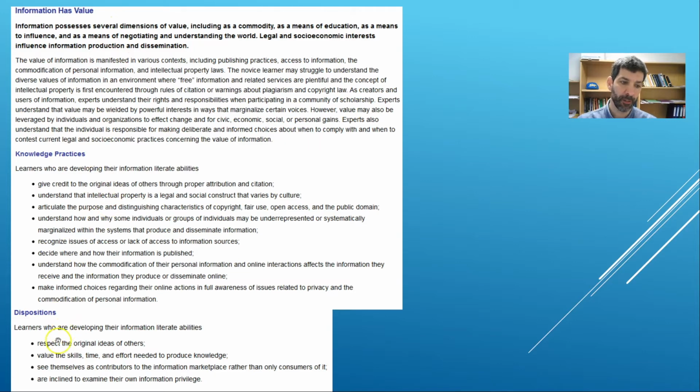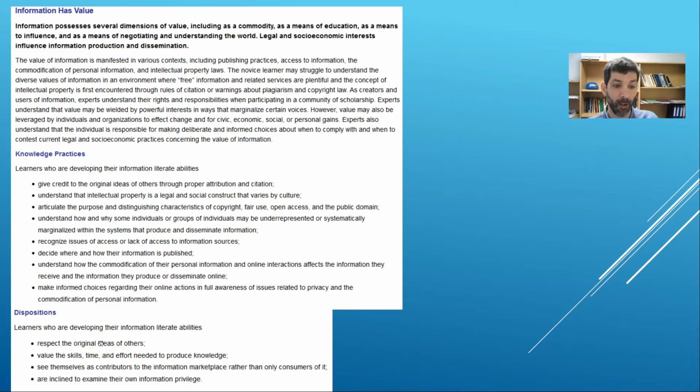The dispositions of this particular frame are interesting in that there are 4 bullet points here. Respect the original ideas of others, value the skills, time, and effort needed to produce knowledge. And that's a really important thing about information has value, because it's not just a monetary value necessarily, right? There are lots of different ways that people value information, and lots of different ways for you to show you value information.